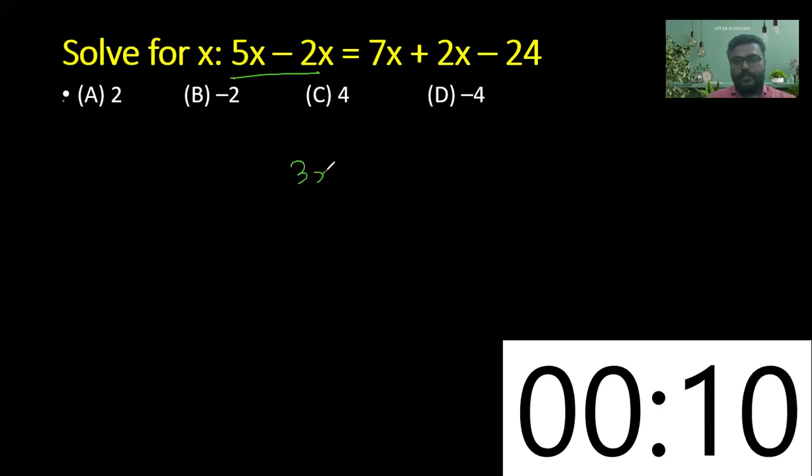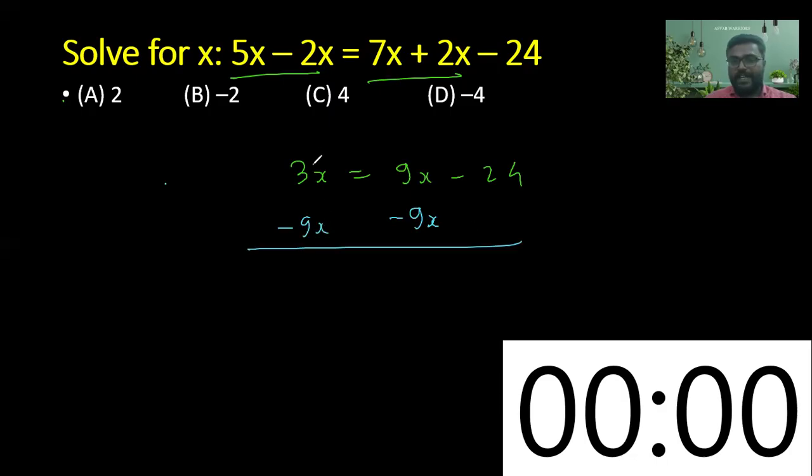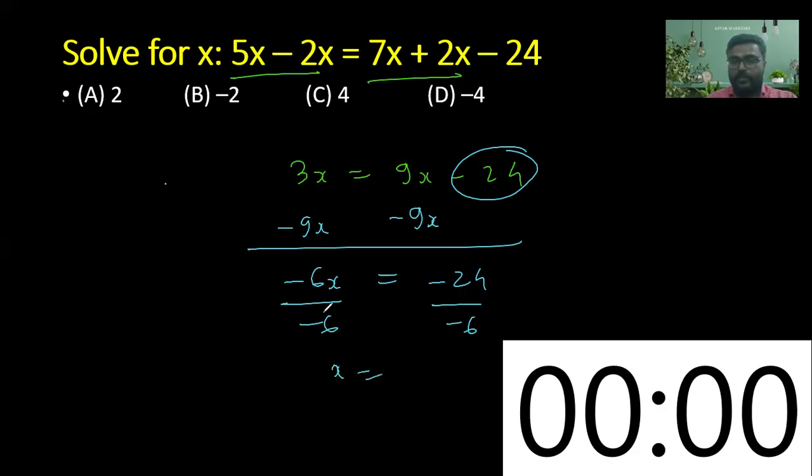5x minus 2x is 3x equals 7x plus 2x is nothing but 9x minus 24. What will I do now? I will subtract 9x from both the sides. What do we get? 3x minus 9x is negative 6x. 9x minus 9x is 0. Now remember to take this sign as it is, negative 24. Divide both the sides by negative 6. X will be equal to, this negative 6 will get cancelled, negative cancels, 24 divided by 6 is nothing but equal to 4. So option C is correct, guys.